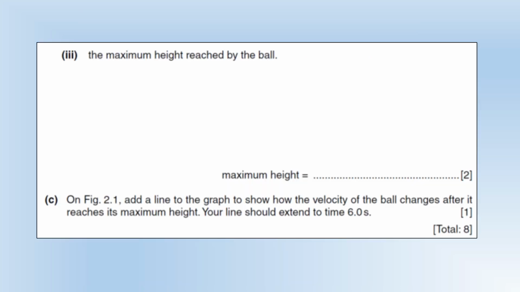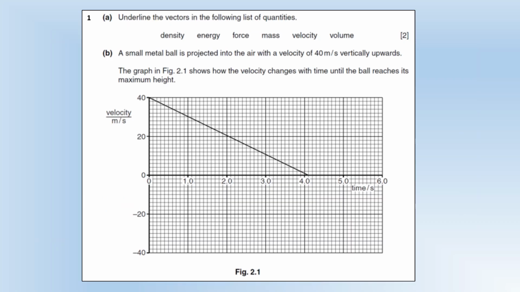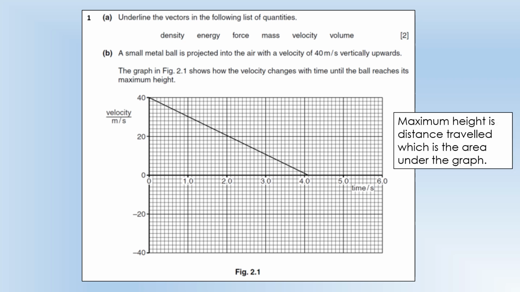Okay, so we want the maximum height reached by the ball. So essentially what we want is the distance traveled, which is the area under the graph. So that's what we're going to do. We want the area of this triangle. We know it's going to be half the base times the height, which is going to be about 82 meters.